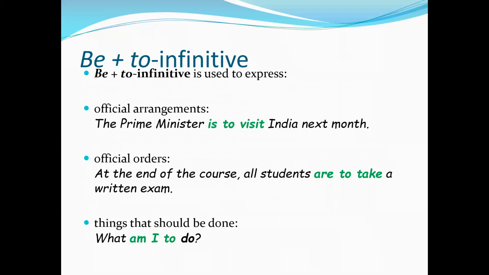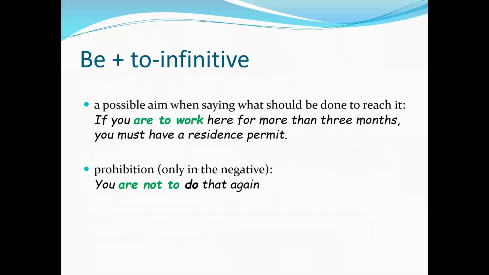Things that should be done. What am I to do? A possible aim when saying what should be done to reach it. If you are to work here for more than 3 months, you must have a residence permit. And the last one is prohibition. And pay attention, only in the negative. You are not to do that again.